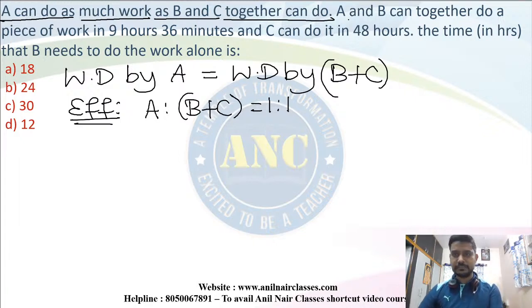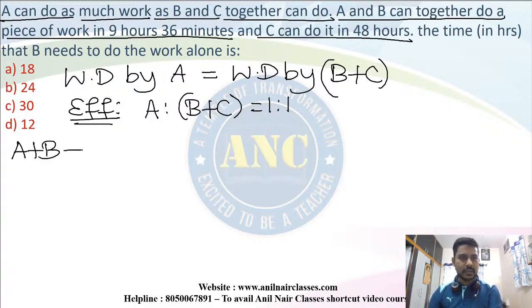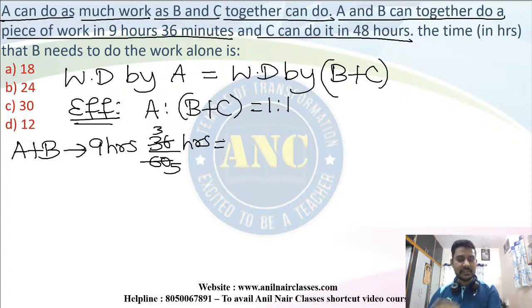Now the next statement. A and B can together do a piece of work in 9 hours 36 minutes, and C can do it in 48 hours. So 36 minutes is 36 by 60 hours. 36 by 60 is 12 into 3, 12 into 5. It is 9, 3 by 5 hours. So 5 into 9 is 45 plus 3, 48 by 5 hours. That means A and B will take 48 by 5 hours.